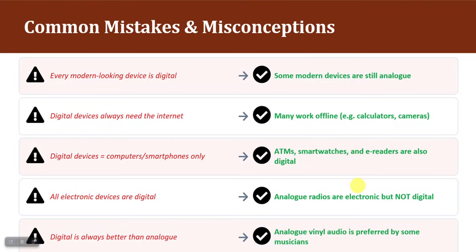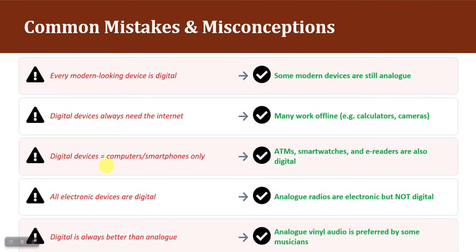Common mistakes and misconceptions. Let's clear up some misunderstandings because it is easy to get this wrong. The first misconception is that every modern looking device is digital. The truth is, some modern devices are actually still analog. Misconception two, digital devices always need the internet. The truth is many work perfectly fine offline. Even calculators and cameras are digital devices that work offline.